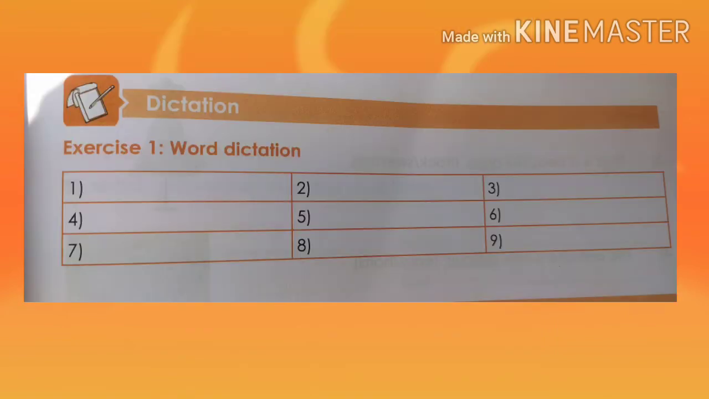So the first exercise is word dictation. So everyone write with me, okay? So first dictation word is flowers. Then second word is busy. Then third word is walls. Then fourth word is brush.